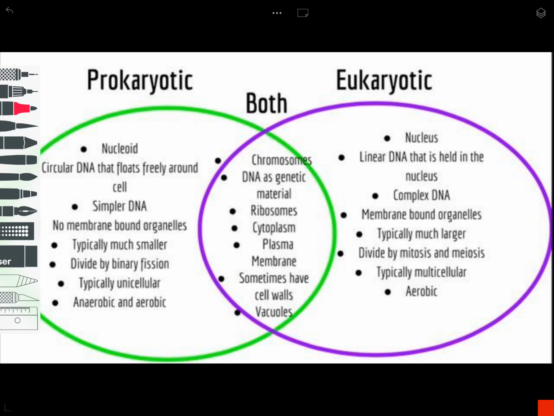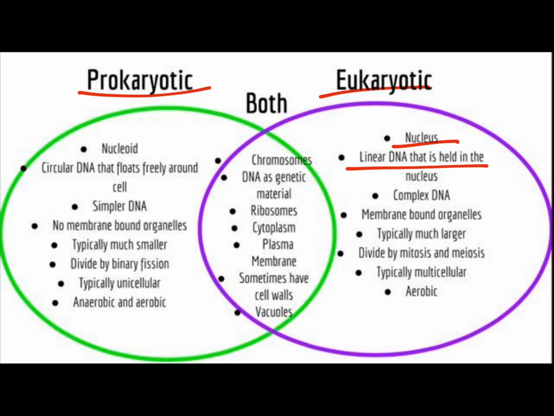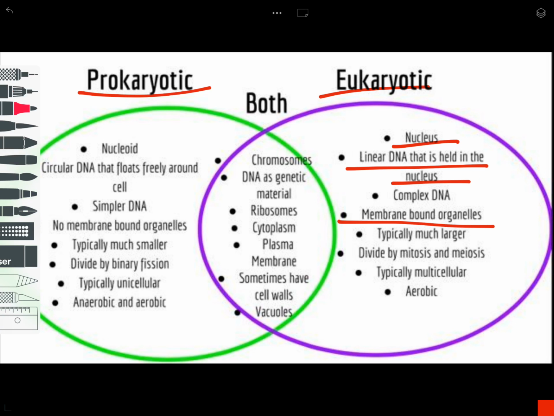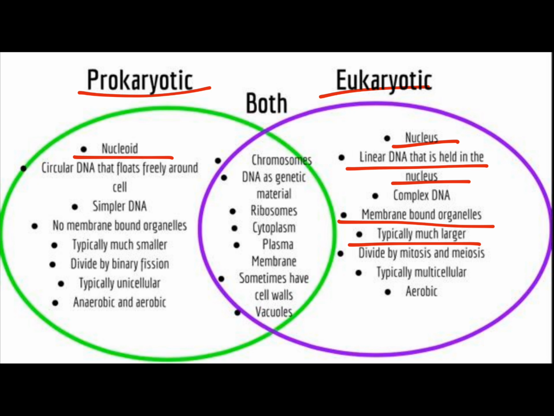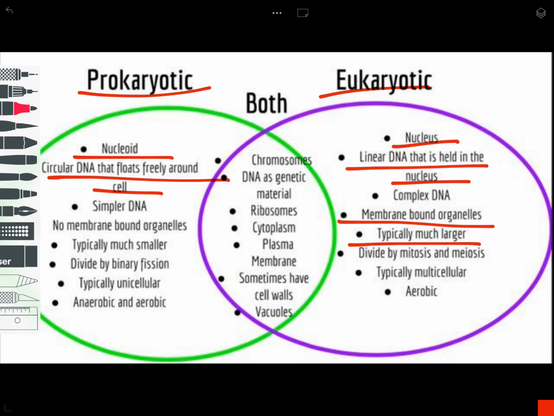Here is a Venn diagram that you can use to identify if a cell is a prokaryote cell or a eukaryote cell if given a diagram on the test. For example, a eukaryote cell has a nucleus, linear DNA that is sealed in the nucleus, and membrane-bound organelles. So, for example, it has a chloroplast and mitochondria. They are also typically much larger. On the other hand, prokaryote cells have a nucleoid, which is where the circular DNA is concentrated. They also have no membrane-bound organelles, and they are typically much smaller.